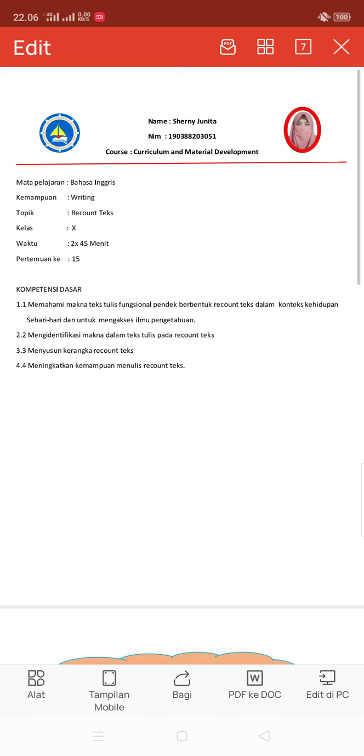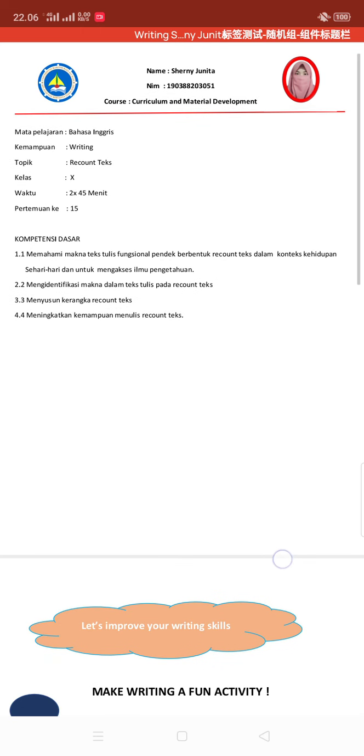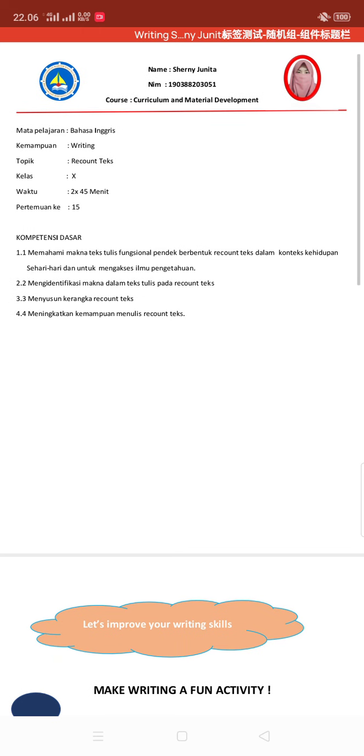So today we are going to discuss about the learning material. My learning material is about writing skills, which is this learning material for student class 10. I chose the topic is recount text.